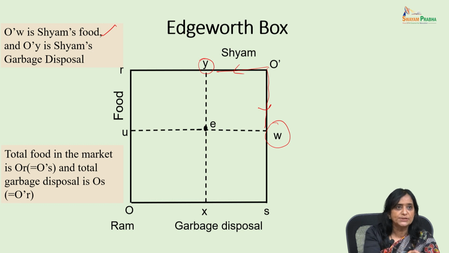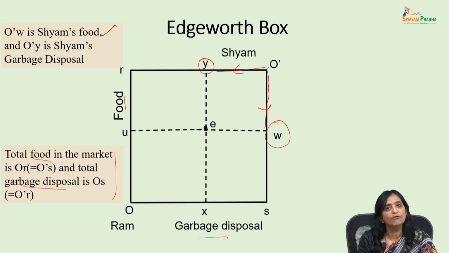So what do we see is that OR, which is the same as OS, is the total food in the market. And similarly, OS and OR is the garbage disposal in the market. So this whole square we are dividing, that is, in the economy, what is the requirement of food and what is the requirement or consumption of garbage.